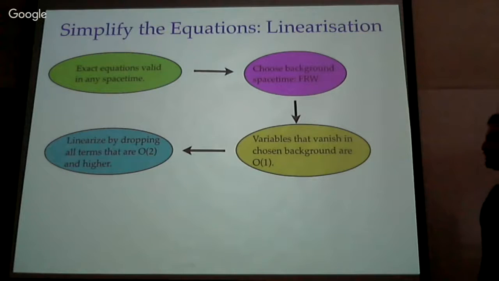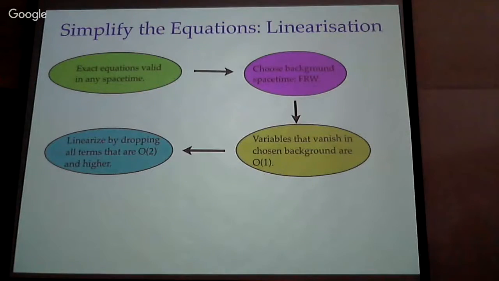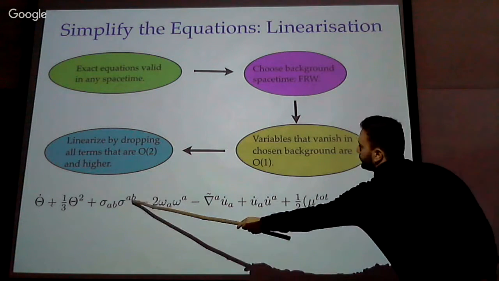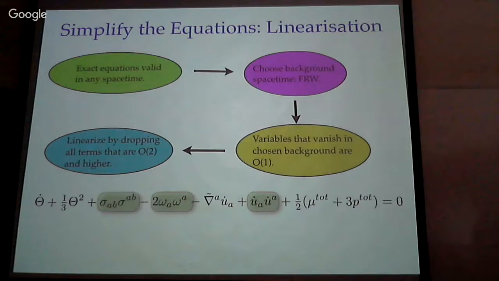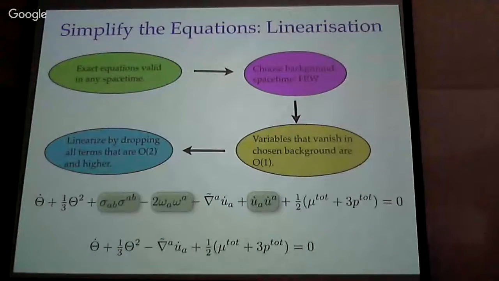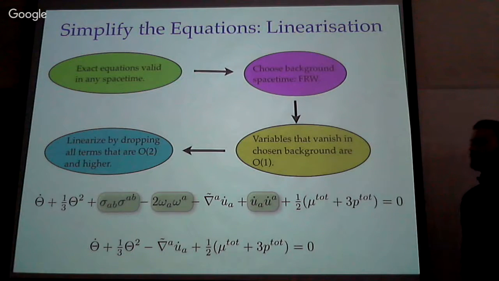And in the equations, we drop all the terms which are order 2, so they contain 2 objects of order 1. So for example, if you consider the full propagation equation for the expansion, which is essentially the Raychaudhuri equation, you find that in Friedmann-Robertson-Walker, objects like the acceleration, the vorticity and the shear are essentially 0, so they are order 1, which means that all these terms are order 2. So the linearized version of the Raychaudhuri equation would be this one for us.